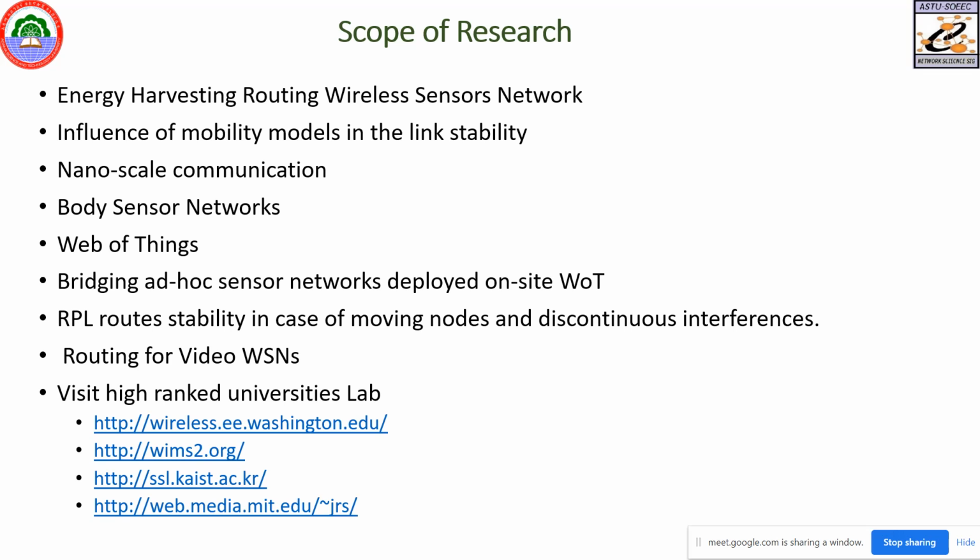There are also other current researches going on in various famous research laboratories worldwide. You can click on the link to observe what current research is going on and what research they have completed. So this is all about it.